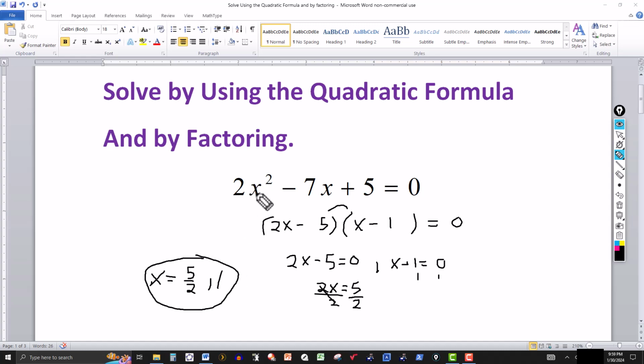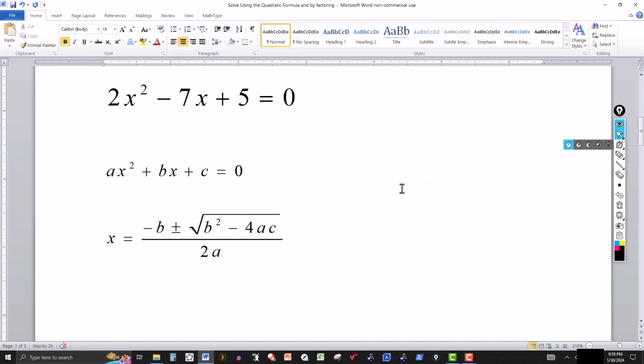Plug in 5 halves for x here. You should get what's on the right side, which is 0. Plug in a 1 here. You should get 0. And we do. So those work out. Now let's try the quadratic formula. So here's the quadratic formula here. And this can be used anytime you have an equation in this format here. The right side has to be 0. Obviously, if you don't have a square term, it's not a quadratic equation. So that's just linear. In this case, we do.